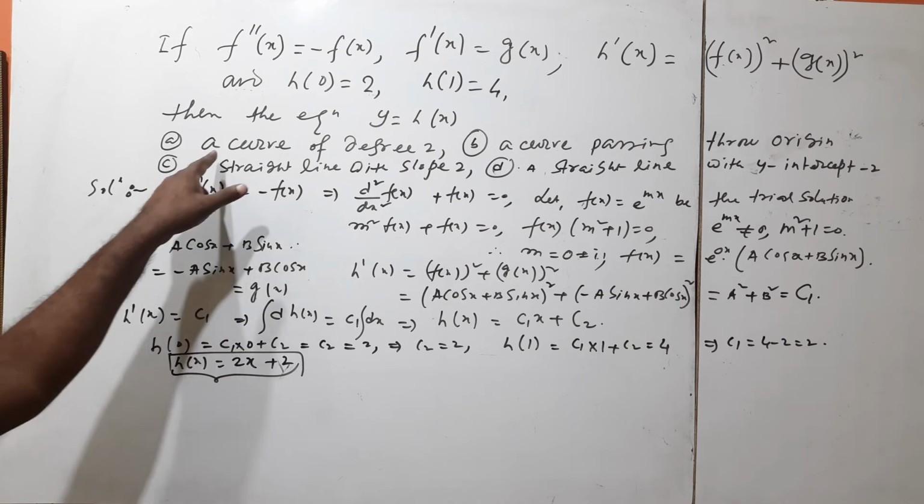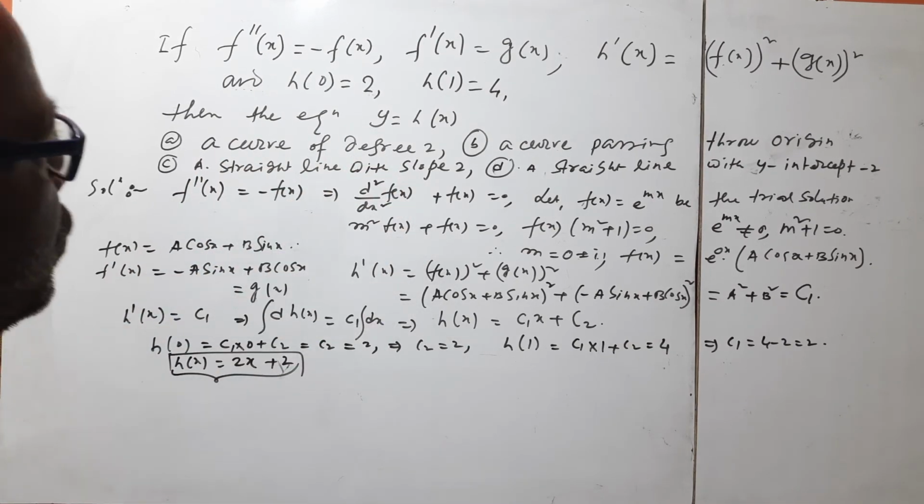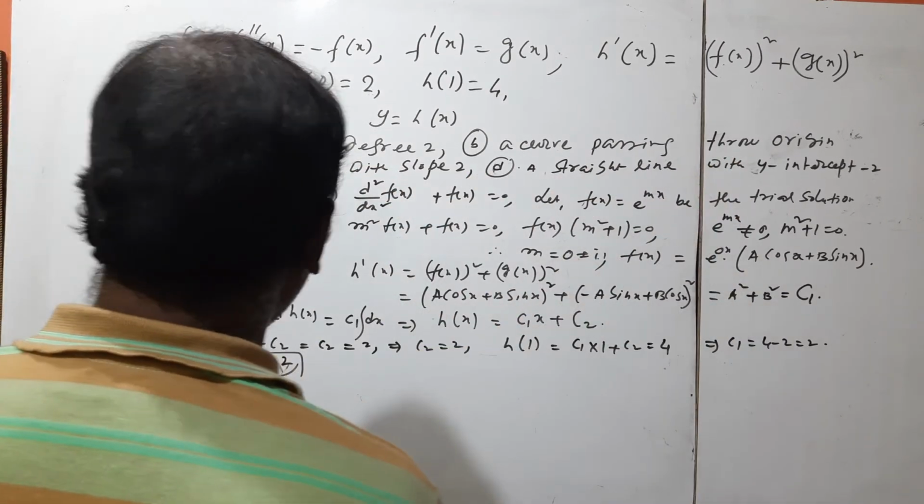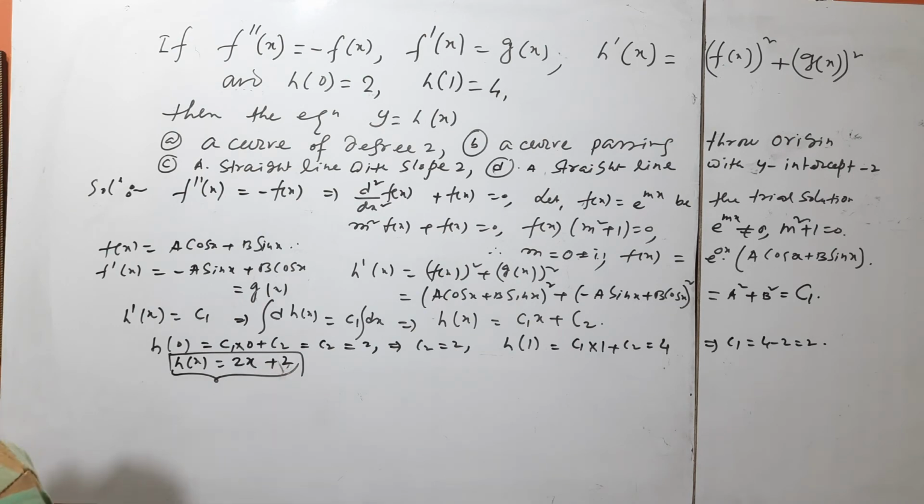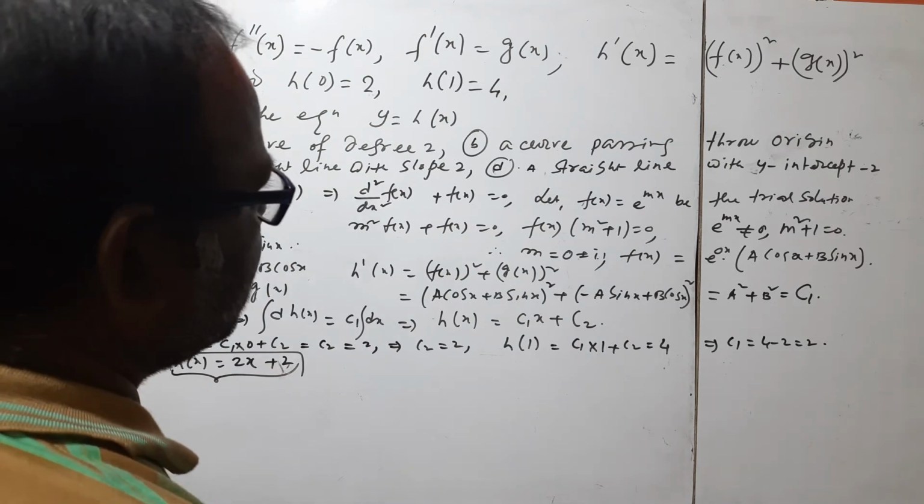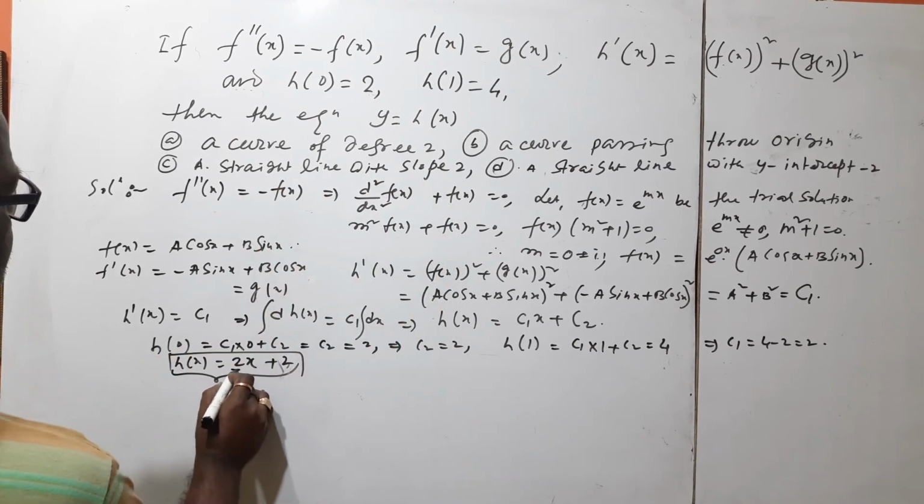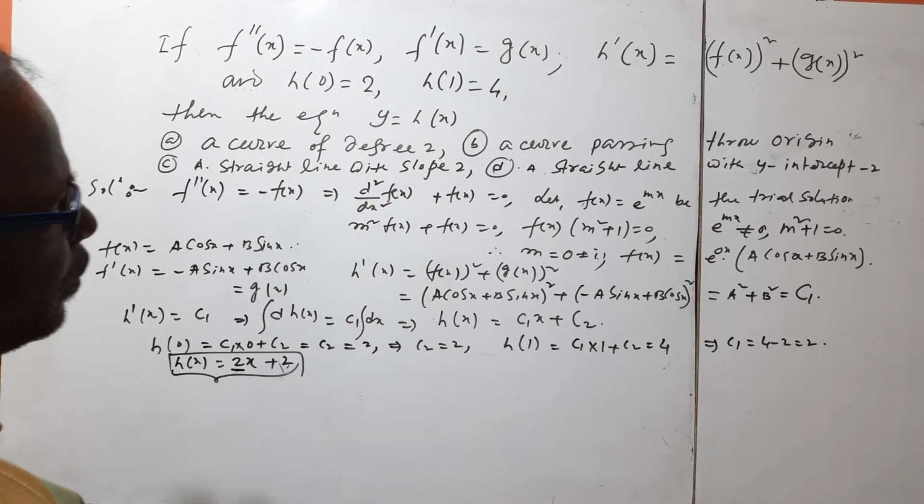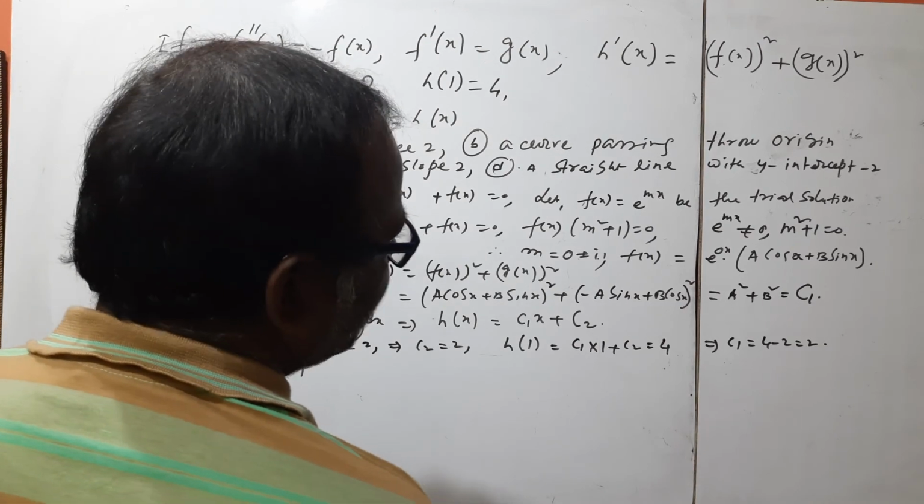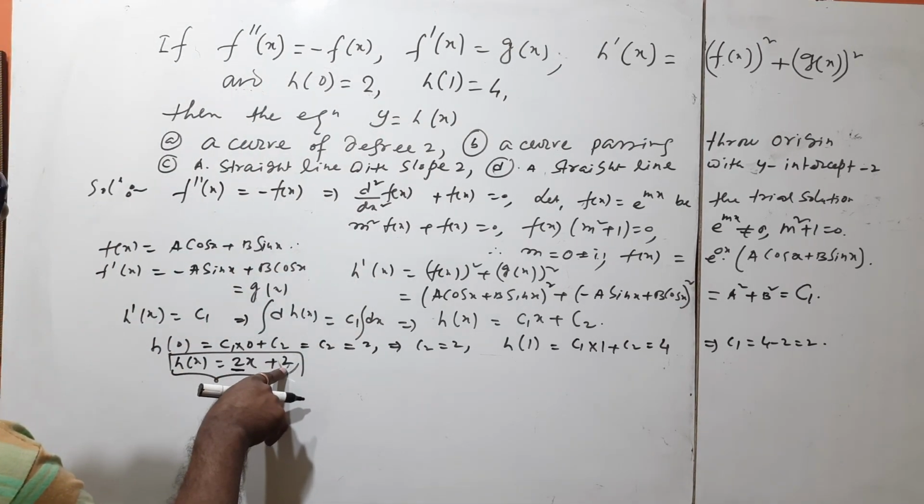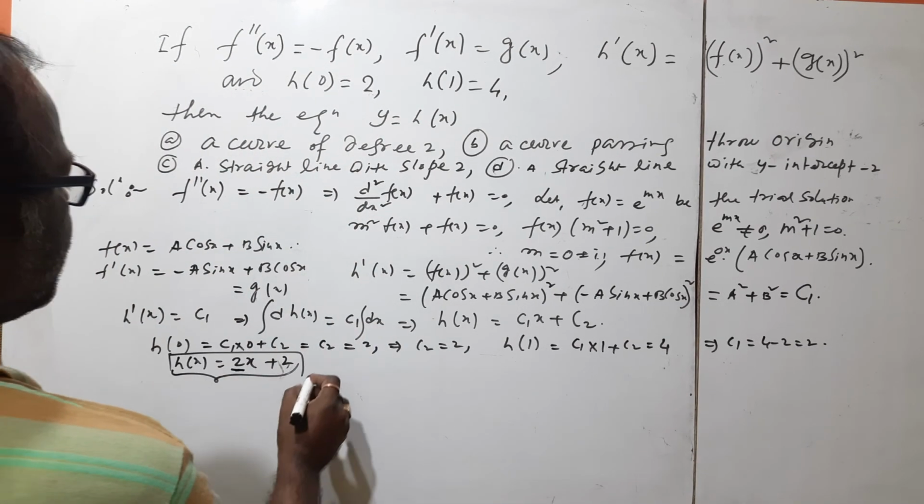See the options. A curve of degree 2 is wrong. A curve passing through the origin is wrong, as the constant 2 is present here, so it is not passing through the origin. A straight line with slope 2, yes, this is option C. And the fourth option, a straight line with y-intercept minus 2, is wrong, because the y-intercept here is plus 2. So option C is your right answer.